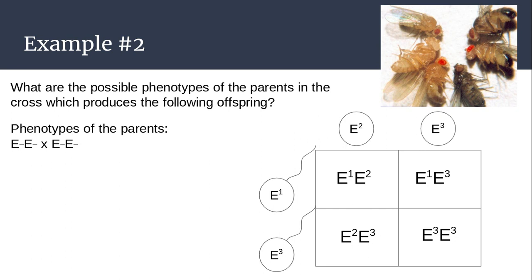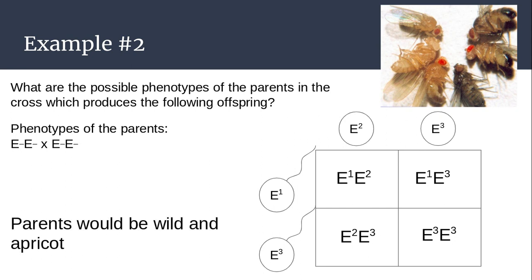So remember, when you're walking through genetics questions, think to yourself, how do I solve this? Start by looking for commonalities. So the parents would be, in this case, wild, which is E1, E3, and apricot, which is E2, E3. Again, I'm just using my legend from the very first example that we did.